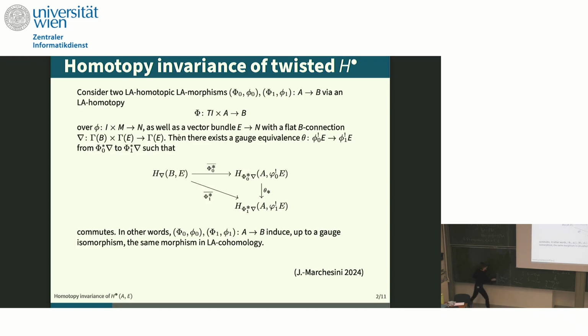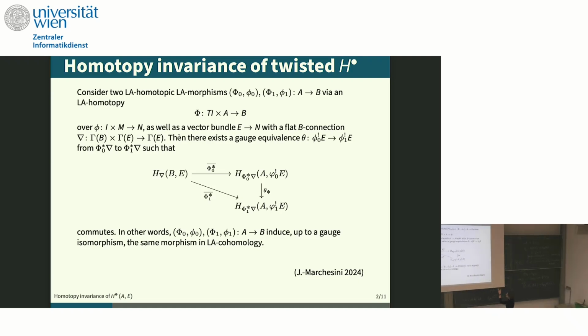And I want to give you an idea of why, maybe. So you have your two morphisms from A to B. They are going to define two maps in cohomology. They will define two morphisms, of course, to different spaces, right? The twists are in different vector bundles, phi 0 pullback E, phi 1 pullback E. But the statement is that you always find a gauge equivalence.